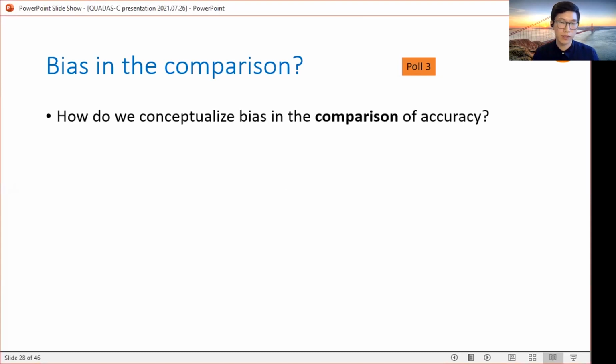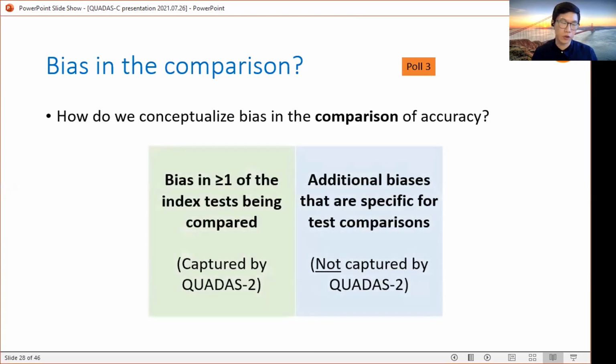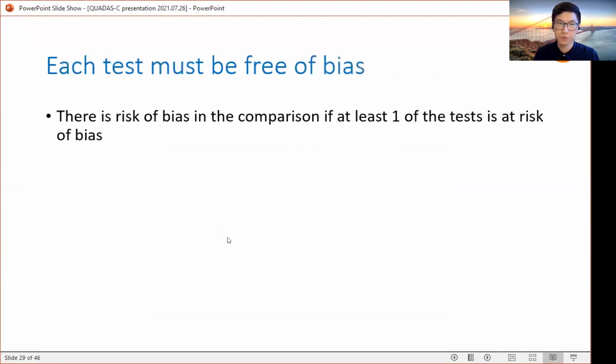While we are conceptualizing bias in QUADAS-C, so what is comparison of accuracy? We were thinking of bias in 2 groups, basically. First, bias in at least one of the index tests being compared, which is captured by QUADAS-2, and also additional biases that are specific for test comparisons, which are not captured by QUADAS-2. I'll go over the green box first.